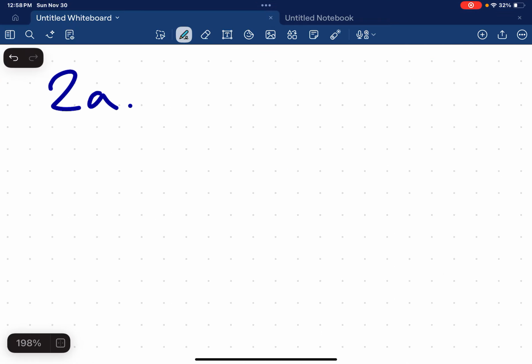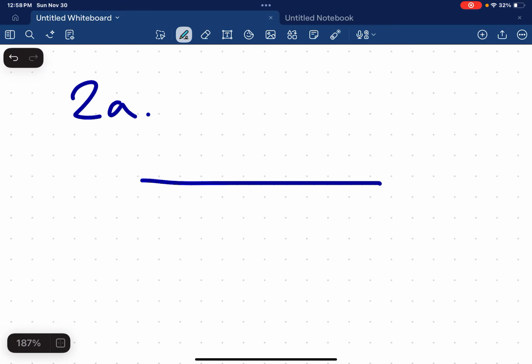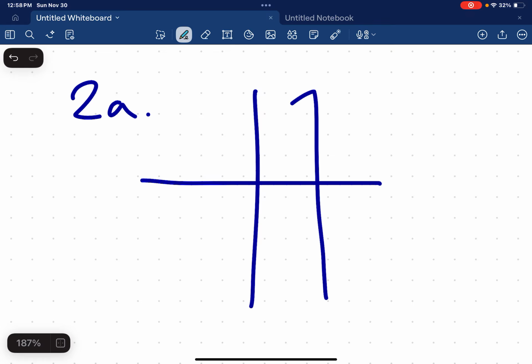On to 2a. Determine which of the following graphs represent functions. For those that are functions, state the domain and range. For those that do not represent functions, give a reason why. Okay, I'll do my best to draw these graphs on here. Our first graph gets us x equals 1.